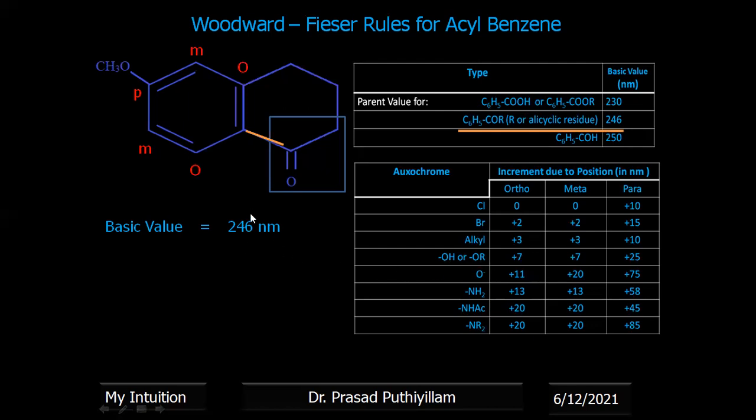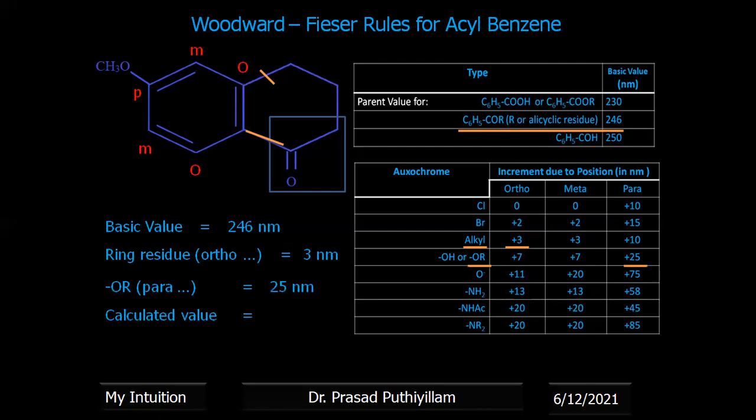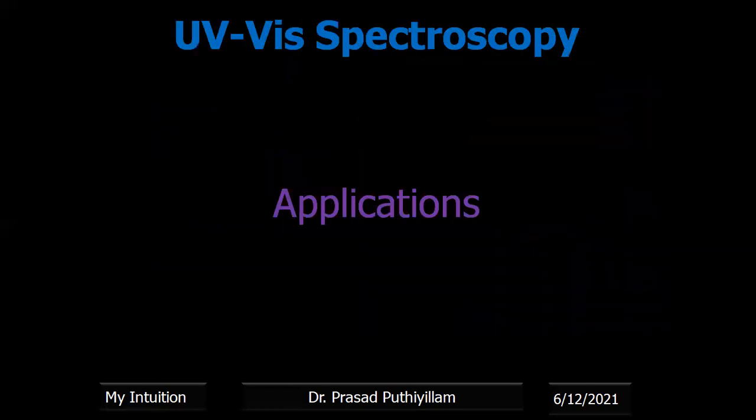Methoxy group or alkoxy group. Now at the ortho position, a ring residue is also present. An alkyl substituent is considered as alkyl or ring residue. I forgot to write that ring residue. So here you also add alkyl plus ring residue. The ring residue is present at the ortho position, so we add 3. Then the OR, that is the CH3O substituent present at the para position, is 25 nanometer, which we need to add. Calculated value: 274 nanometer.